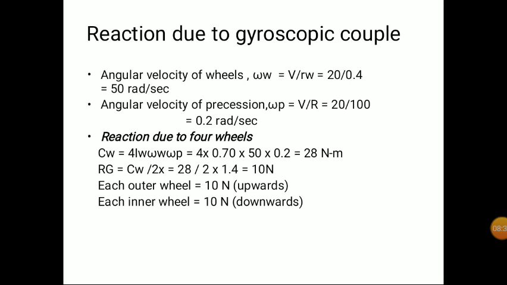When we are taking the gyroscopic couple, suppose the vehicle is taking a left turn. Then you can see that the reaction due to gyroscopic couple will be vertically downward on the inner wheel, and vertically upward on the outer wheel. Clear? Reaction due to gyroscopic couple will be vertically downward on the inner wheel and vertically upward on the outer wheel. You just consider the wheel direction.